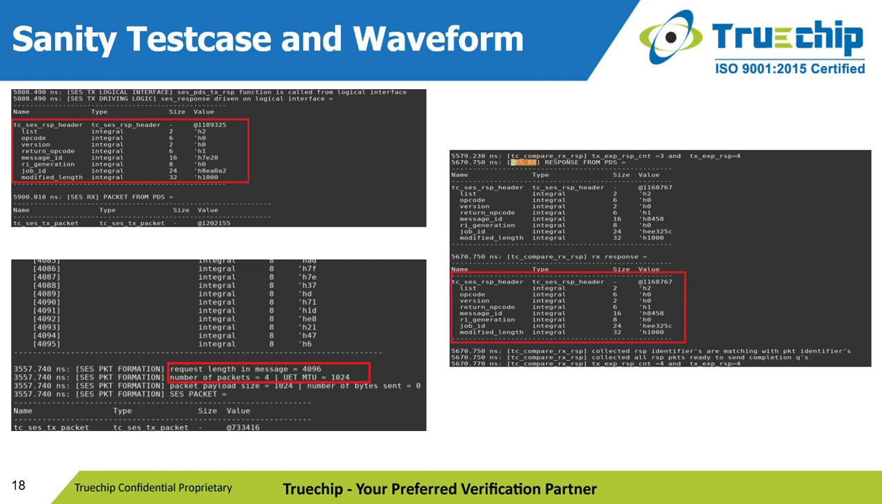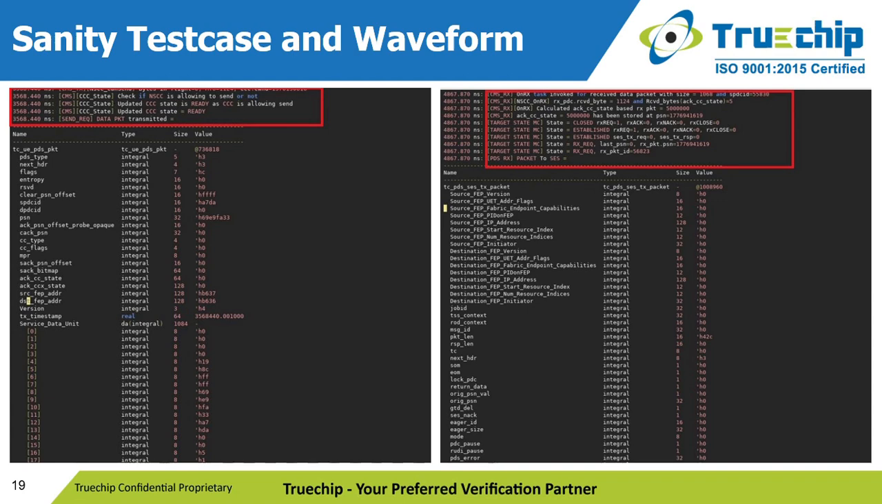Here the third picture shows the user configurable MTU of 1024 bytes in decimal and the request length of the message as 4096 bytes in decimal. These are a few more log prints from the PDS block, where the packet driving is based on the NICC algorithm allowing it or not.